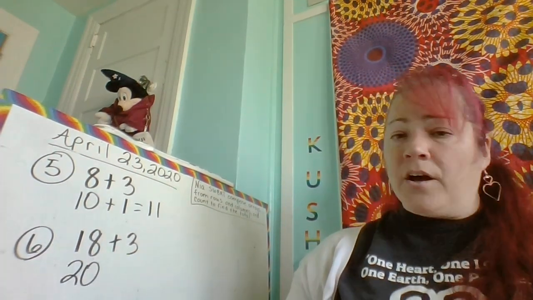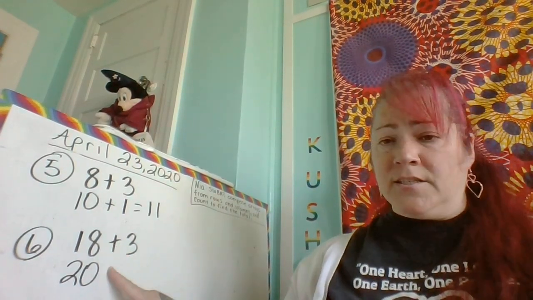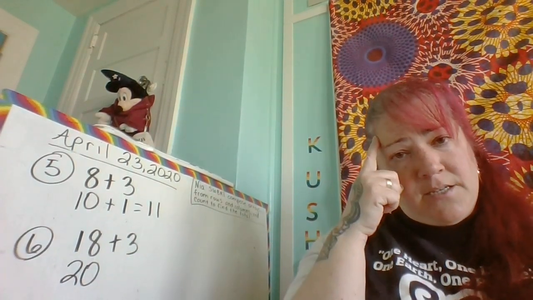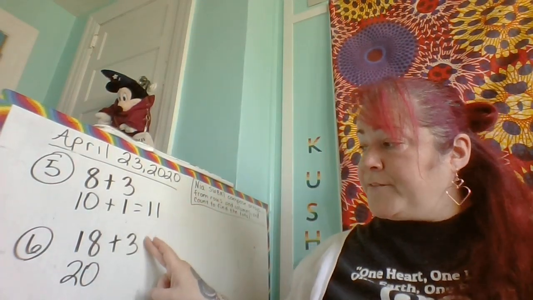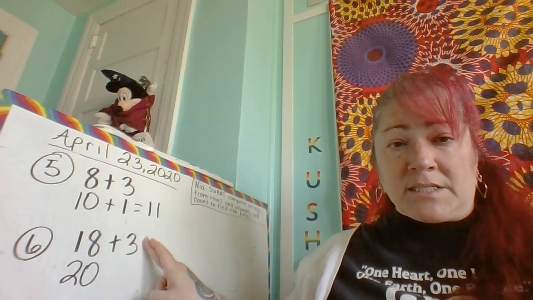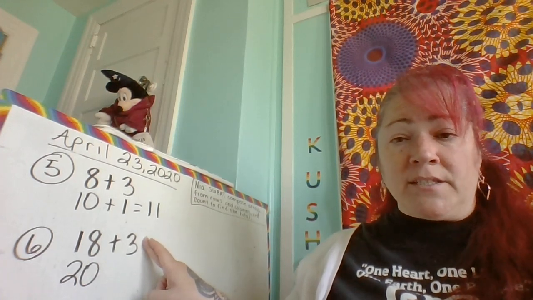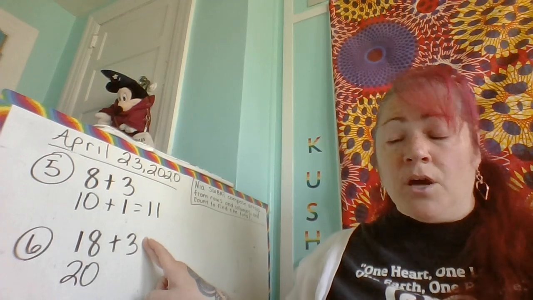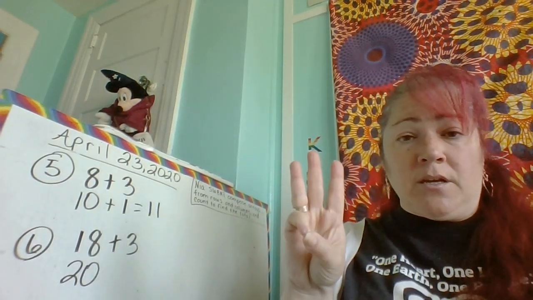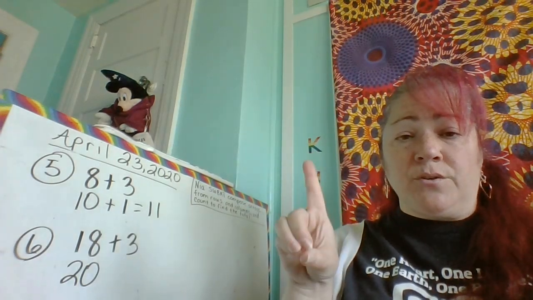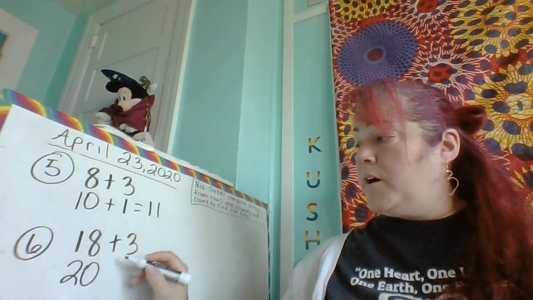Fantastic. Now 18, to get from 18 to 20, I had 18, 19, 20. So I had to add 2. So that means I have to do what to my ones column? What do I need to do, Jossie, to my ones column? Right, I need to take away 2. So I have 3, and I'm going to take away 2, and I'm left with 1.